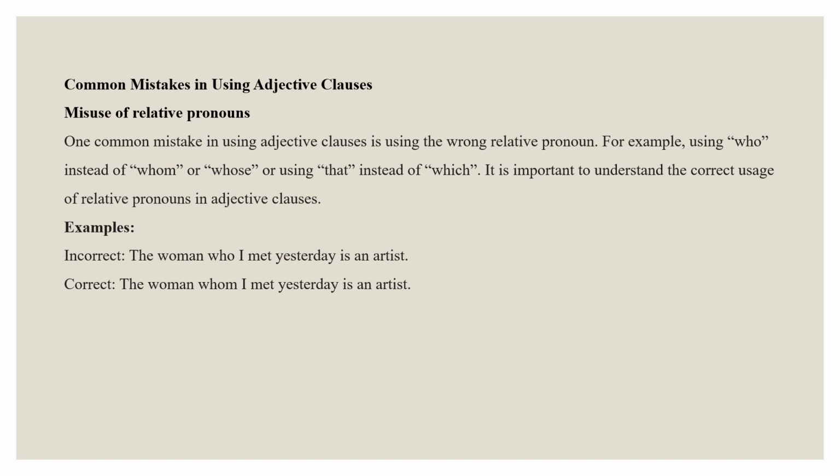Common mistakes in using adjective clauses. Misuse of relative pronouns. One common mistake is using the wrong relative pronoun. Example: using who instead of whom or whose, or using that instead of which. It is important to understand the correct usage of relative pronouns in adjective clauses. Example, incorrect: the woman who I met yesterday is an artist. Correct: the woman whom I met yesterday is an artist.